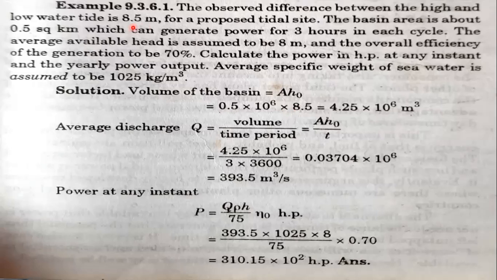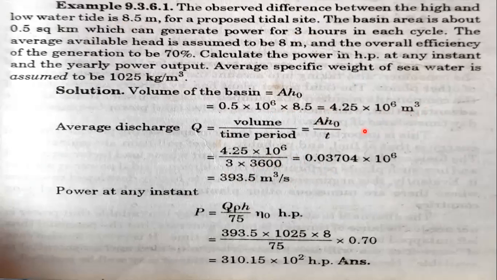The difference between the maximum and minimum levels is 8.5 meters. So 8.5, we will get 4.25 into 10 power 6 meters cube. A H naught value, so divided by time. Time is given as 3 hours. Again we have to convert this into seconds. So 3 into 3600 seconds gives the total value of seconds.